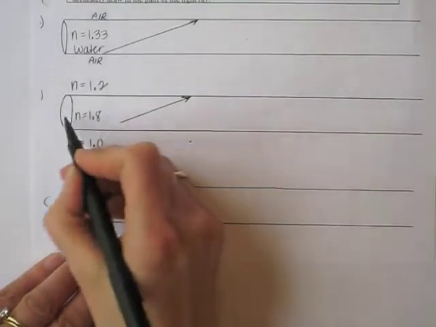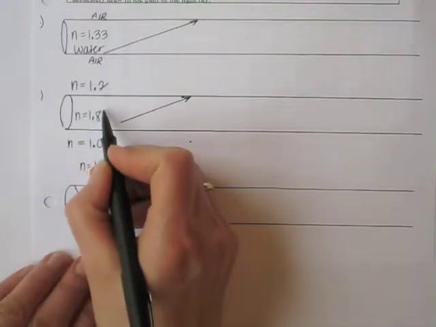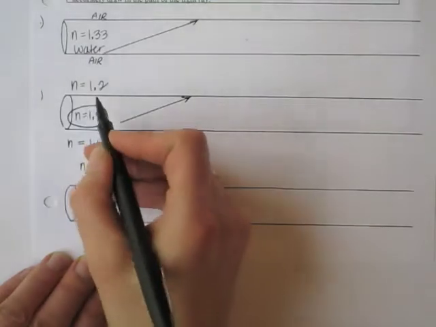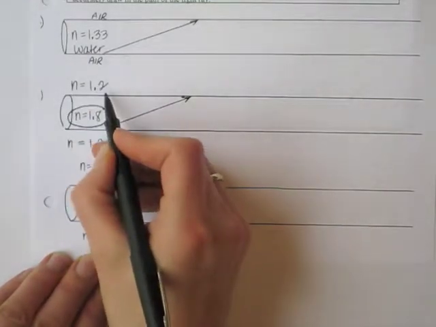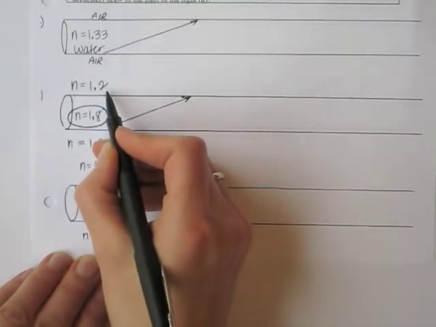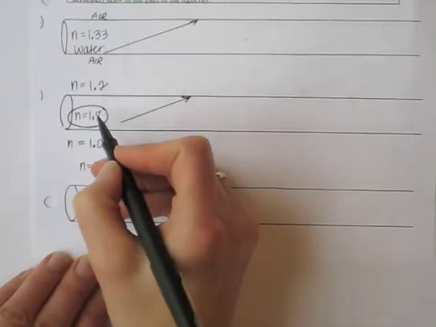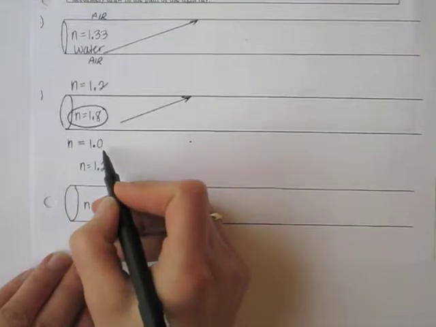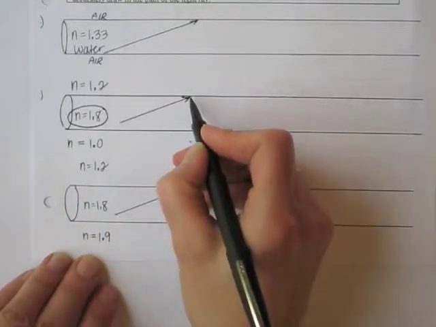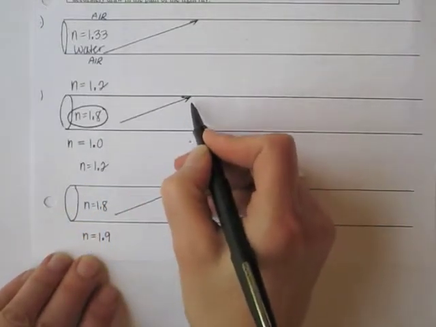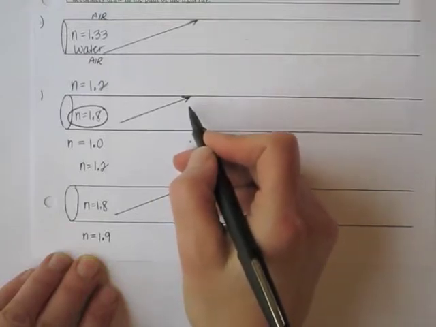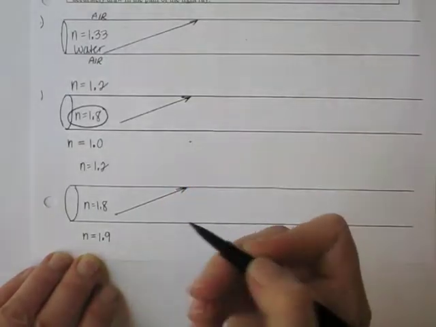Looking at this one, this is the one I'm going to do, I notice that I have n equals 1.8 for this center core, and then above it we have a material with an index of refraction of 1.2, which is smaller than the core, and down here we have an index of refraction of 1.0, which is also smaller. So when the light hits this boundary, it's going from high to low n, so it could have total internal reflection if this angle is bigger than the critical angle. So let's see what happens.